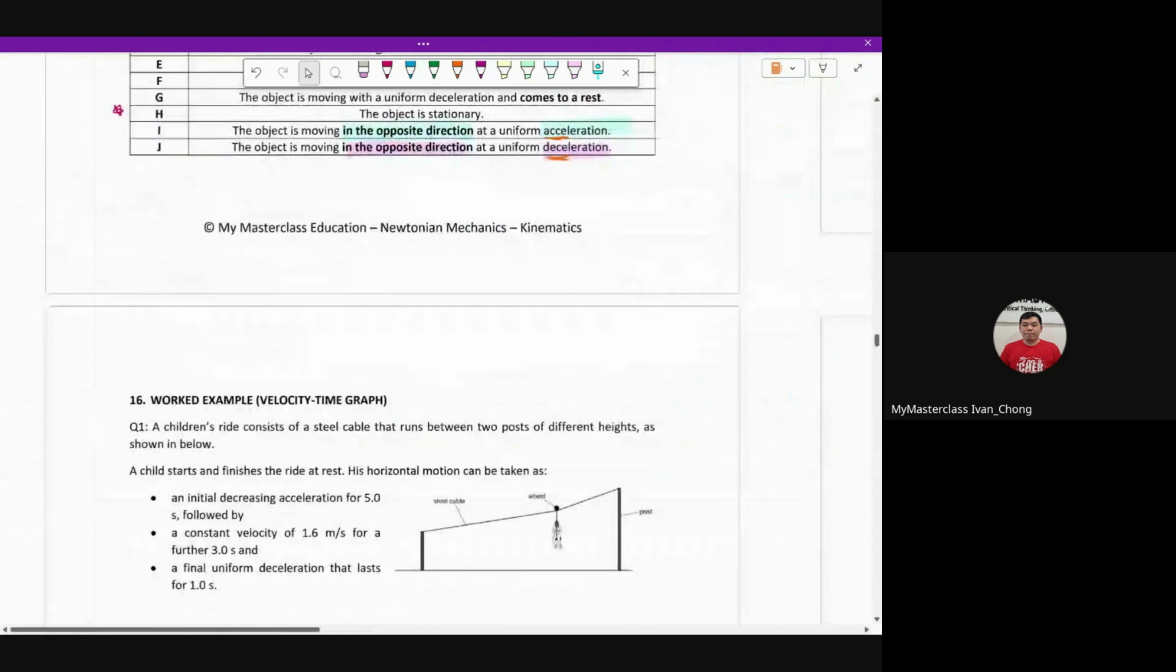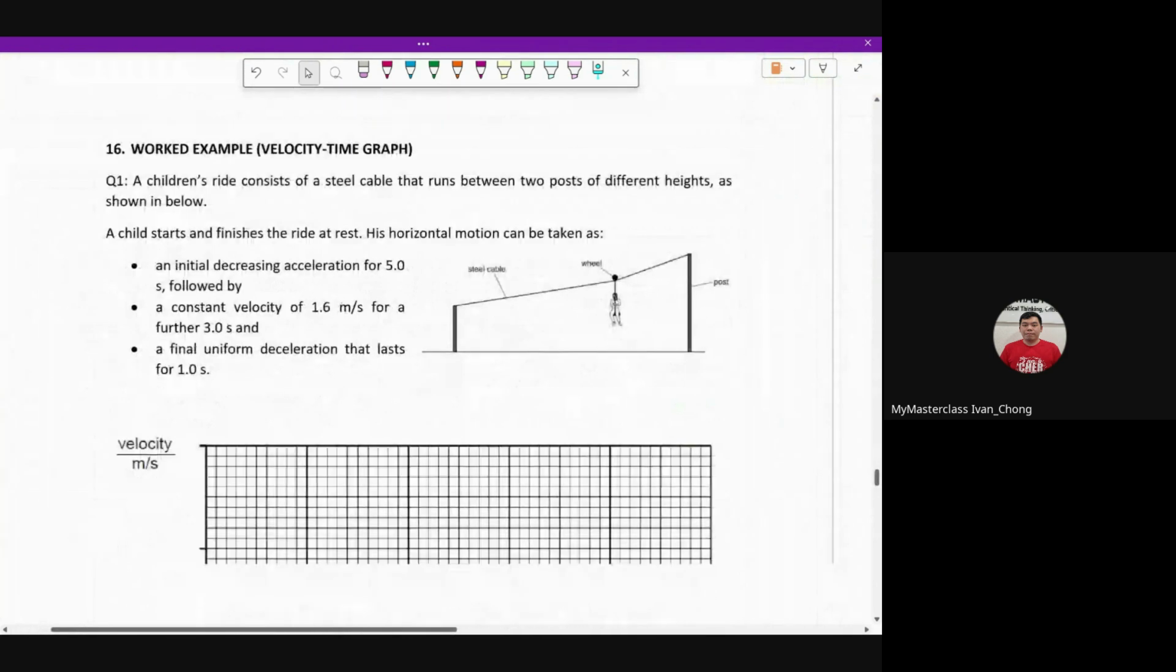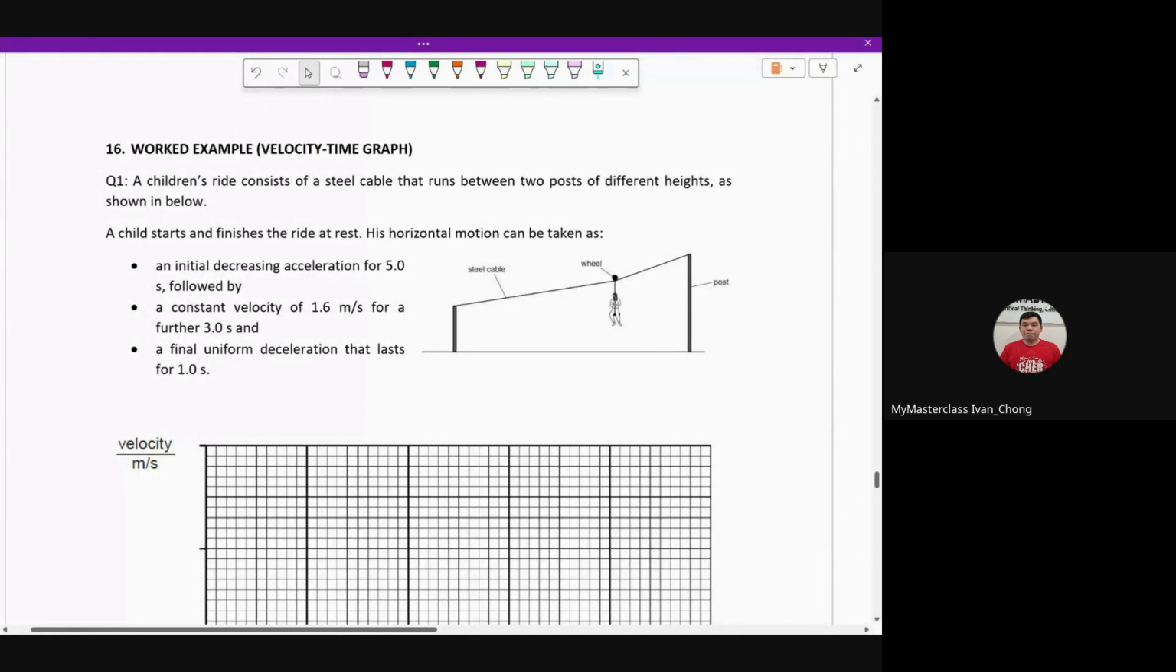Okay, so next, let's take a look. Now, not all the time you are expected to describe the graph. Sometimes you are actually expected to draw it instead. So I'll give you the information and you are expected to finish it. To start and finish at rest, you have decreasing acceleration for 5 seconds. You have constant velocity of a certain value for another 3 seconds. And you have uniform deceleration for the last second.